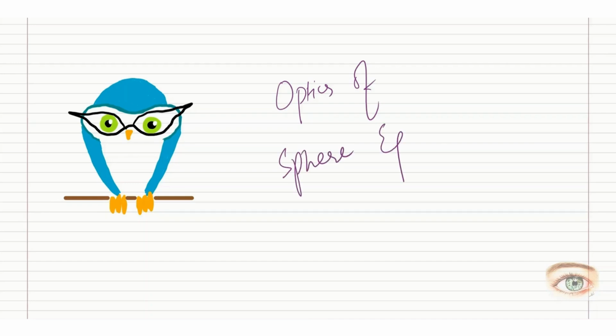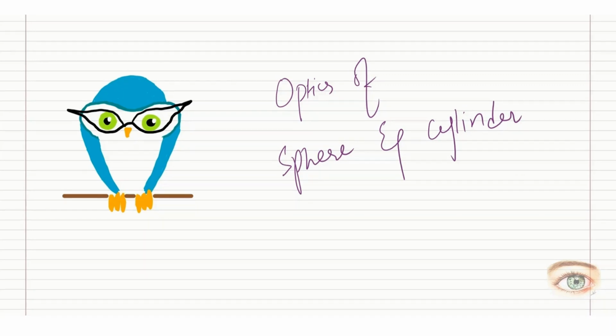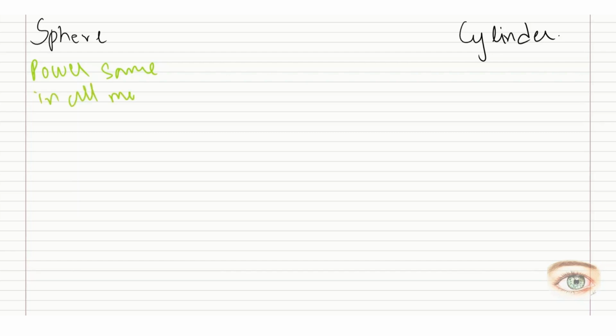And today we're going to learn optics of sphere and cylinder. We know that we have two different types of lenses, which is a sphere and a cylinder. A sphere is a lens which will contain power, same power, in all meridians. And cylinder is a lens which will contain power in only one meridian.